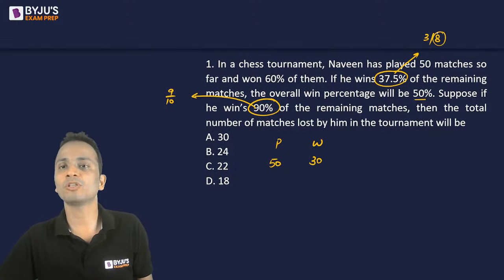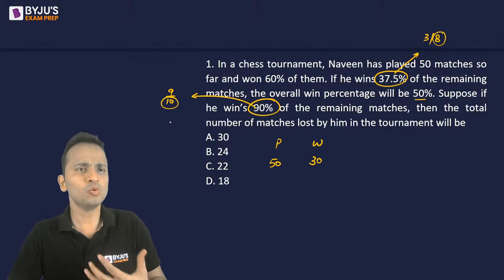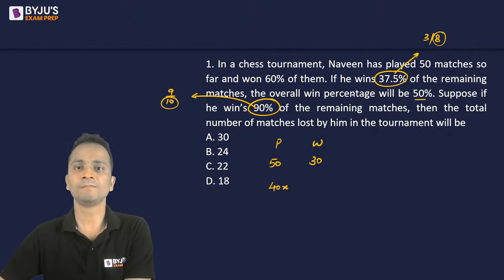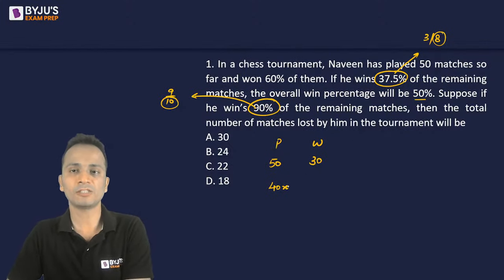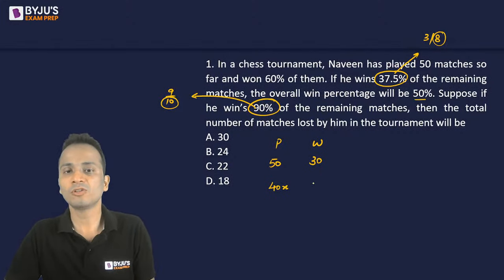Why 8? Because the denominator here is 8 and here is 10. Okay, just to ease down the calculations, I'll assume the remaining number of matches as 40x. Now, if he wins 37.5 percent of these remaining matches, and 37.5 percent is 3 by 8, that means 15x.